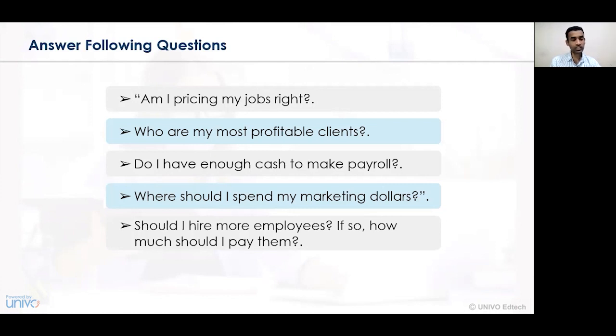Then the last question that one has to answer is, should I hire more employees, or is there more requirement of labor or workforce in the organization? So how do we pay them? What should be the pay or salary structure that needs to be decided, and how do we identify or hire more employees? If an activity needs to be completed, or if there is a shortfall of labor, then how can those labor activities be organized and more people be hired in the organization.